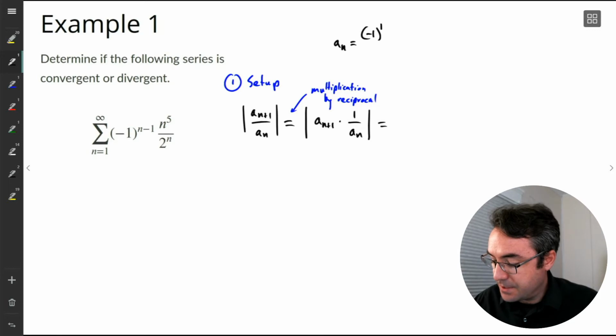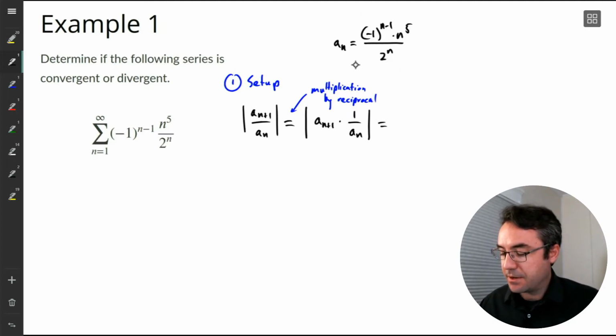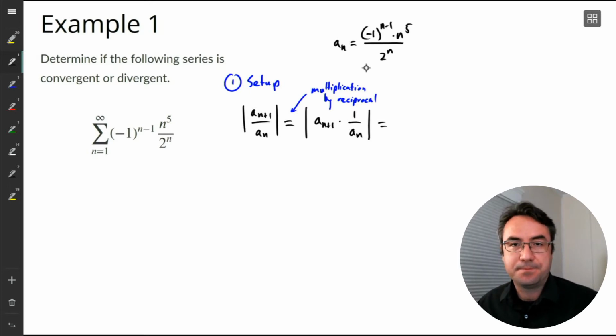It's -1 raised to the n minus 1 times n to the power 5 all over 2 to the n. And I've just taken this power of -1 and moved it into the numerator here just to make this a little bit more consistent, just so we have a single fraction to worry about. All right, so this is our general term a_n.